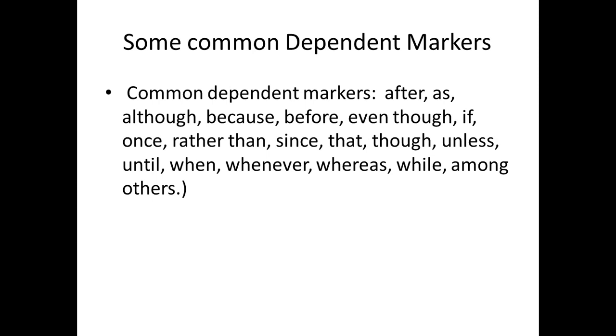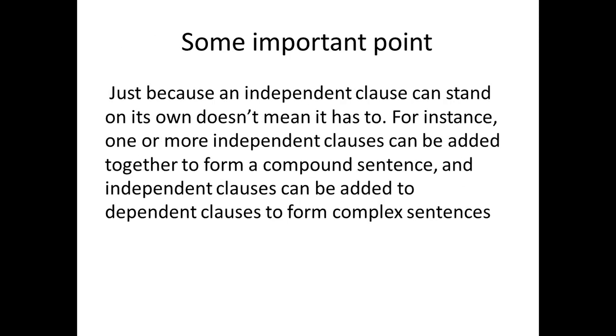So some common dependent markers: after, as, although, because, before, even though, if, once, rather than, since, that, though, unless, until, when, whenever, whereas, while, among others, etc. Some important things that will help you differentiate between independent and dependent clauses and compound and complex sentences, which is the base of our next lecture.